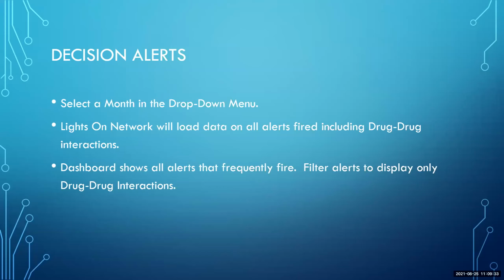Within the Decision Alerts page, you're able to select a month or a particular day or date range that you want to view. The Cerner Lights-On Network will then load data on all the alerts fired. This includes drug-drug interactions, but also Discern alerts, drug allergy alerts, duplicate therapy alerts. Basically any alert that's fired within the Cerner environment. The dashboard is set up to show all alerts that frequently fire, and then we can filter it to look at just drug interactions for the purposes of this webinar.